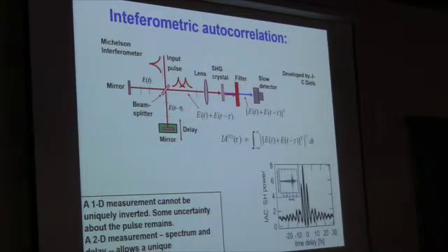It just feels good to do it this way. It's all automatically calibrated. It looks really good. In fact, it's no better than the other autocorrelation. It doesn't give you any better results. And there's a theorem, if you're interested in this, that says that a 1D measurement cannot be uniquely inverted to give you the pulse duration. Even though you might think that we've done nonlinearity, we've done many things correctly, and it seems qualitatively so nice, you cannot uniquely invert it. There's always some uncertainty remaining.